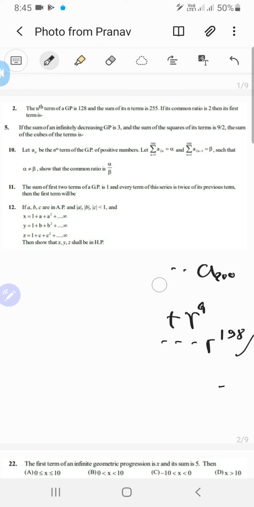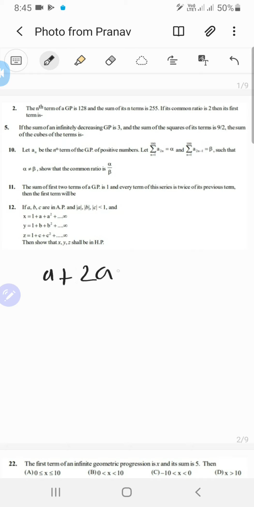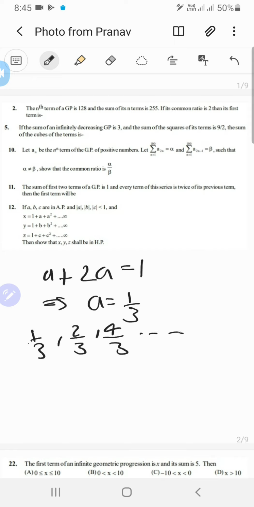The sum of the first two terms of a GP is 1, and every term of its series is twice of its previous term. So every term in this series is twice of its previous term, so the ratio is going to be 2. Sum of the first two terms is 1, so a plus 2 times a is 1, which means that a is 1 by 3. So you get this series 1 by 3, 2 by 3, 4 by 3, it keeps going like that. So the first term is 1 by 3.